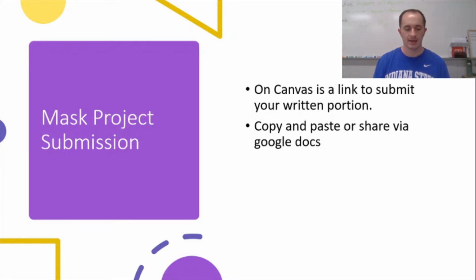So if we go to modules, at the top of West and Central Africa is a new assignment that I just put up there. So it says Mask Project Written Component Submission. If you click on it, it says submit your completed mask and written component here, and that has instructions for the written component. So if you forgot what you need to put, you need to have 3 paragraphs.